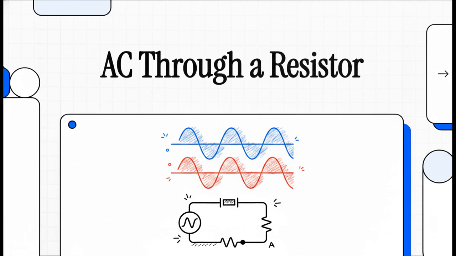So, we're going to explore exactly how alternating current behaves when we pass it through a simple, basic resistive circuit. If you've ever wondered how the power from, say, your wall outlet interacts with standard electronic components, well, you're in exactly the right place. We're going to break down the math, visualize the waves, and make the whole thing incredibly accessible. Let's get into it.